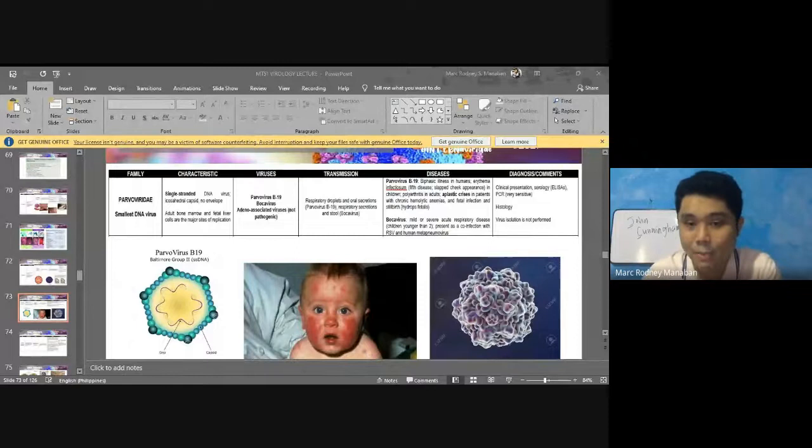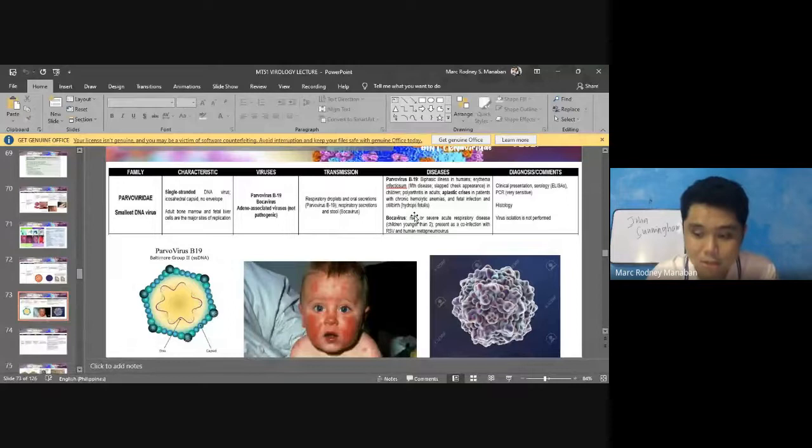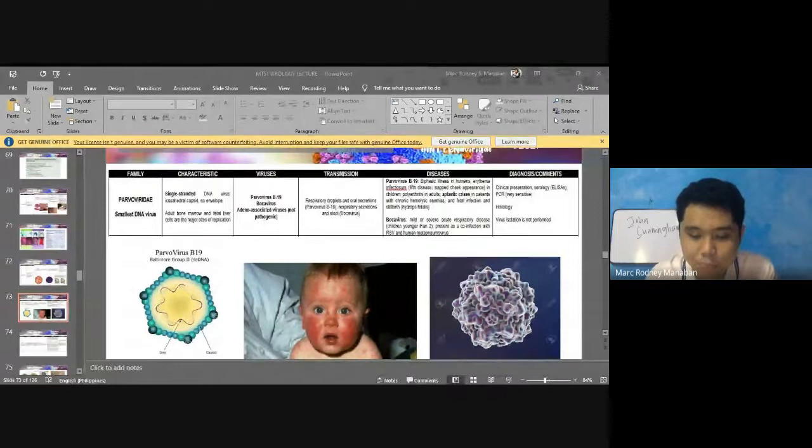Alright? Now, very important again is your fifth disease. Now, once infected in utero, it can cause hydrops fetalis. So, pwedeng mamatay ang bata sa sulod, stillbirth. Now, Boca virus can cause severe or mild respiratory disease, and it presents as a co-infection with RSV and human metapneumovirus.